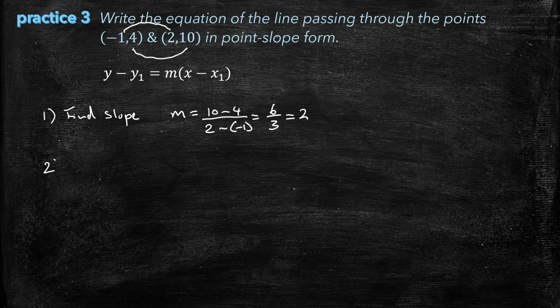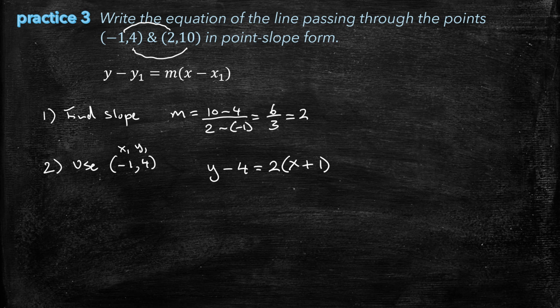And then we're just going to use the point. Well, you can pick which point you want to use. So let's just use -1, 4. You could also do it with 2, 10. It seems like you're writing a different equation, but algebraically they work out to be the same. So then we are using the point -1, 4. So we get y minus, let's not forget, let's call that x1, y1. So y minus 4 equals, the slope is 2, x minus -1, which makes it x plus 1.